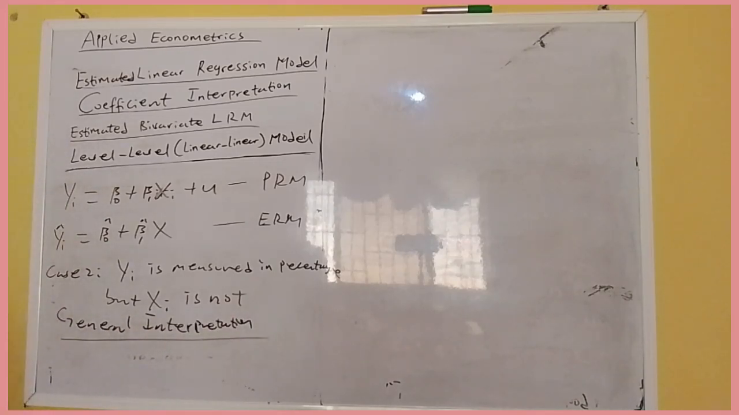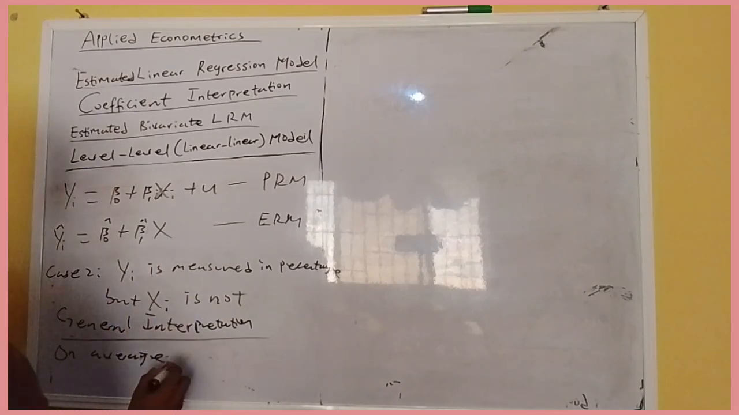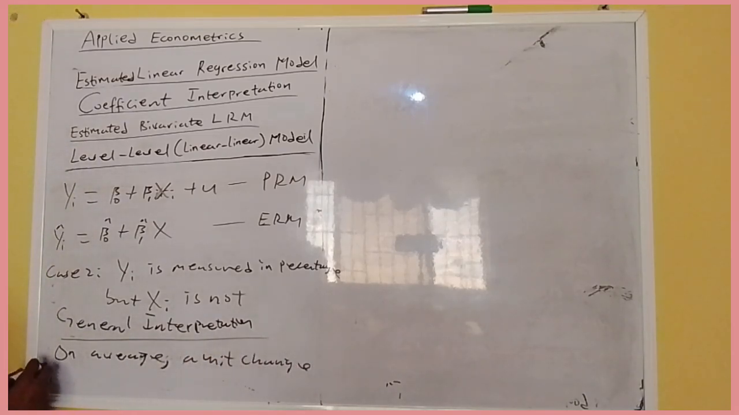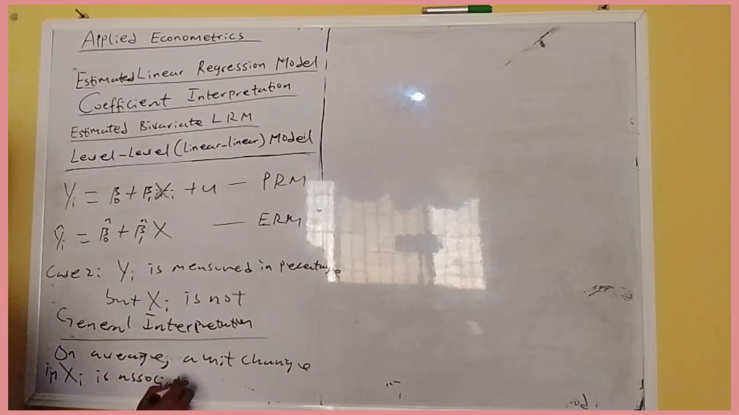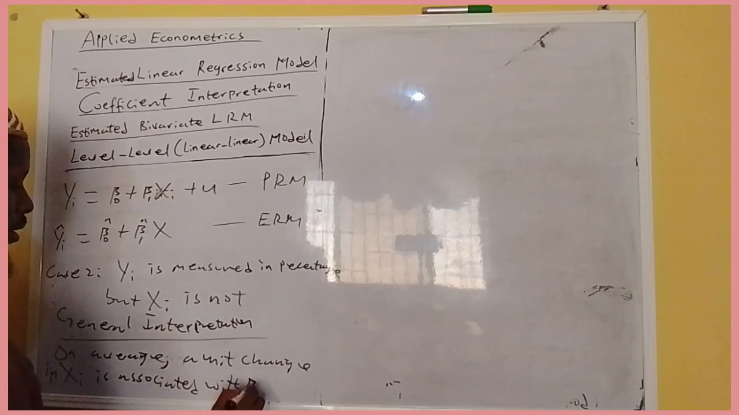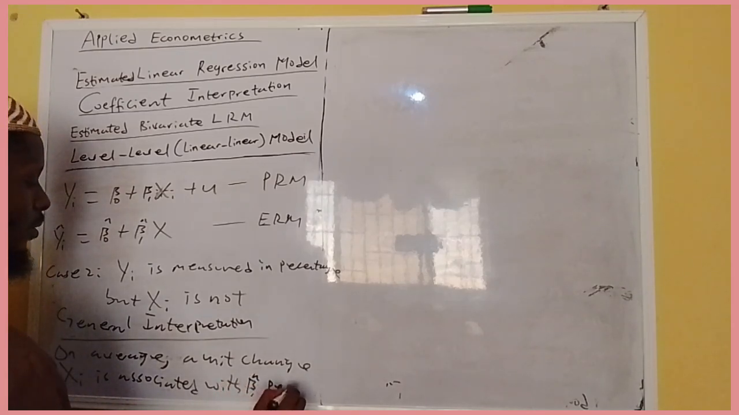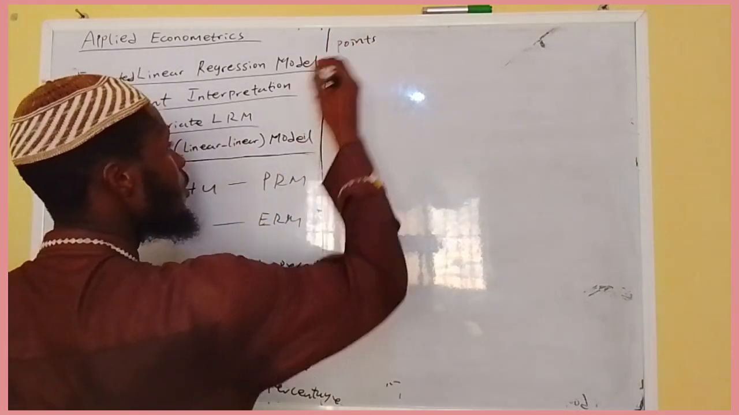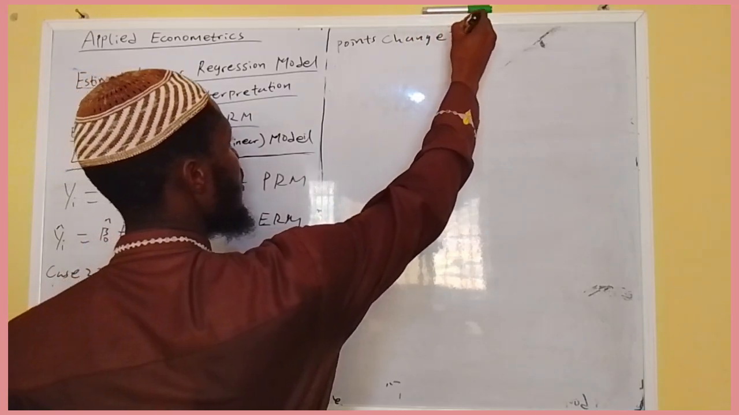The general interpretation will be that on average, a unit change in xi is associated with beta 1 hat percentage point change in y.